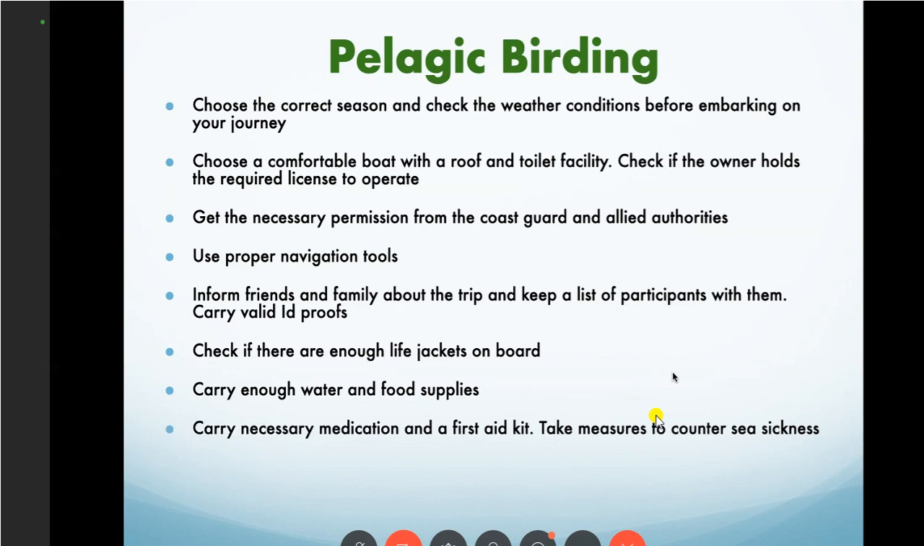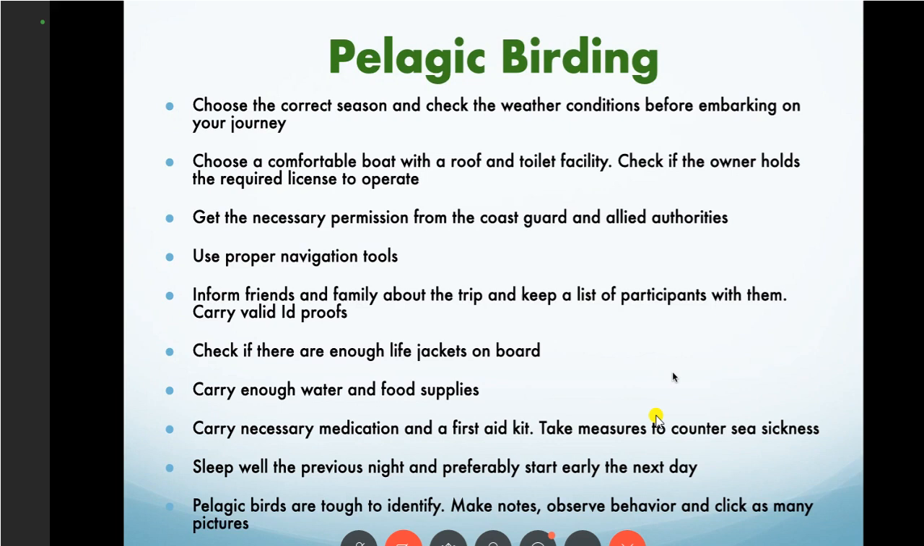Carry a medical kit and first aid kit, and take measures to counter seasickness. This is almost a major problem for people who experience seasickness. You will need a lot of courage if you suffer from seasickness to come for pelagic birding, and it will be really, really tough. Probably you have to sit with a bucket in the boat. Sleep well the previous night, and this is important, so that you are well rested before you start your pelagic tour.